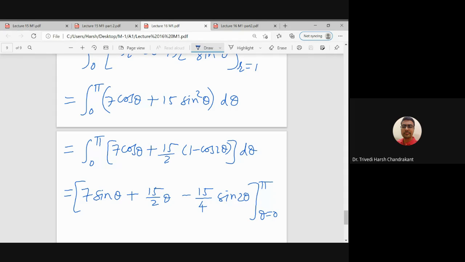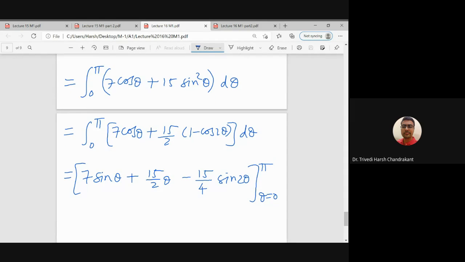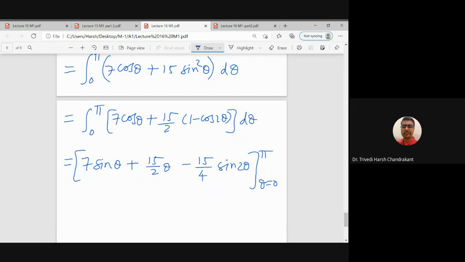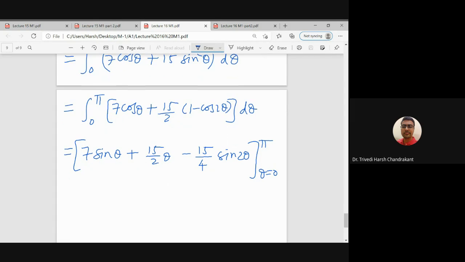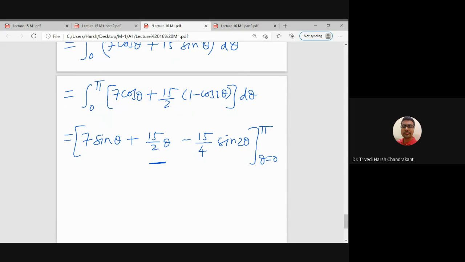Now we know that the sine theta and sine 2 theta functions are 0 at theta equals 0 and theta equals pi. So essentially we only need to evaluate the limits of this term. Theta is from 0 to pi, that means this will be 15 by 2 times pi.